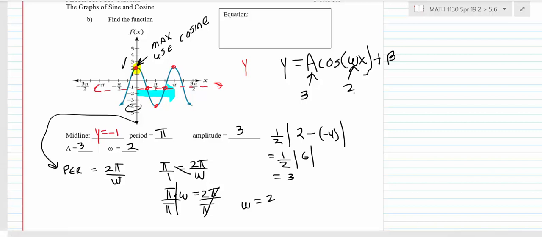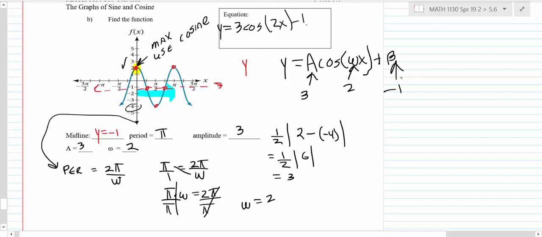Okay, and on that vertical translation, I kind of look at this midpoint right here. What happened on this problem is if it was a basic cosine, that would be the midline. Well, that thing moved down 1, see, okay? So if the amplitude's 3, we would go from -3 to 3. But we moved that down 1. Okay, so B is going to be -1, so the answer to the problem would then be y equals 3 cosine 2x minus 1.